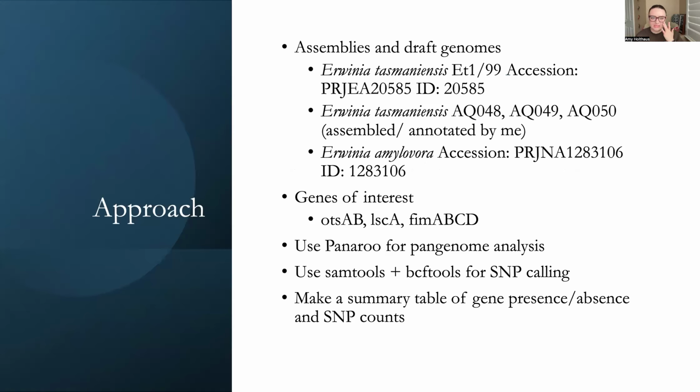And so, my approach going into this was, again, the Erwinia tasmaniensis strain already has a genome, so I could easily get that from NCBI. And then my Erwinia tasmaniensis strains, I've already assembled and annotated them. I've done that in KBase, so already have that established. And then the Erwinia amylovora, again, it's already up there in NCBI, so super easy, just download that. And then the genes of interest, again, the otsA and B, lscA, and fimABCD. That's what I'm going to be focusing on.